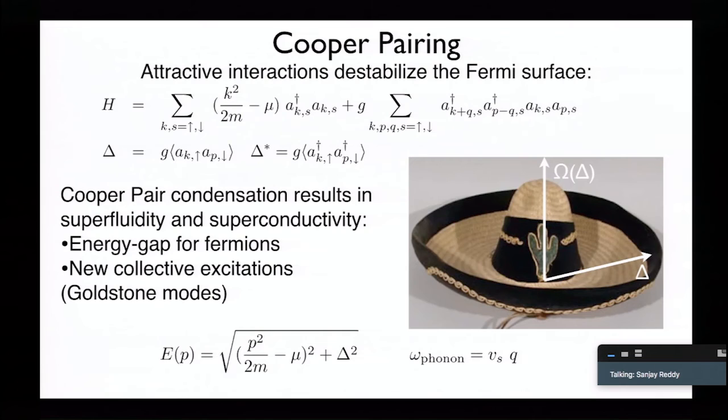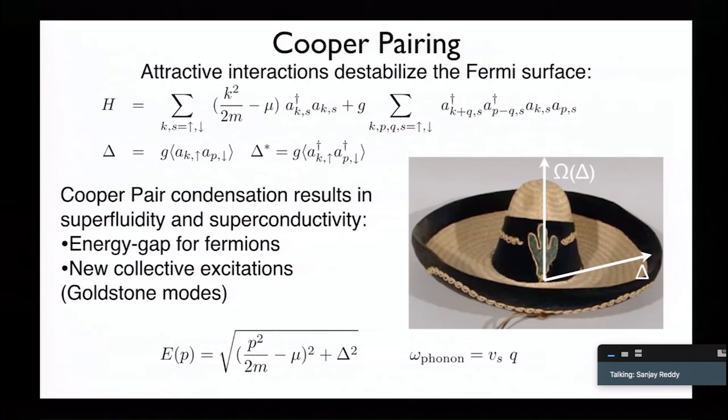The second consequence of Cooper pairing can be seen by noticing that this pairing field delta is like an order parameter, but it's a complex order parameter for this phase transition. So when you have interactions, the ground state wants to have a finite expectation value for this delta. But delta is a complex field, so the magnitude of delta is what enters the energy. There's also the phase of this delta. So if I make a plot of the free energy of this Fermi system as a function of this order parameter delta, it has this Mexican hat potential that you're familiar with. And that's what's shown in this figure here.